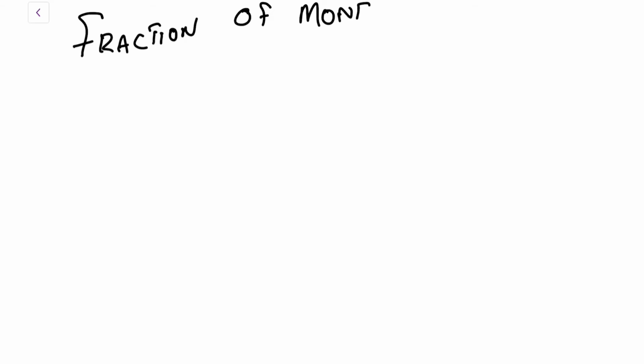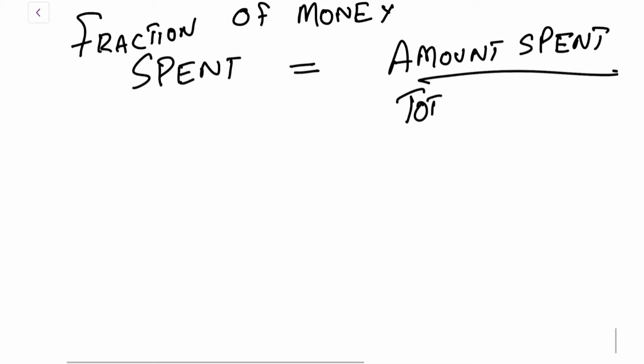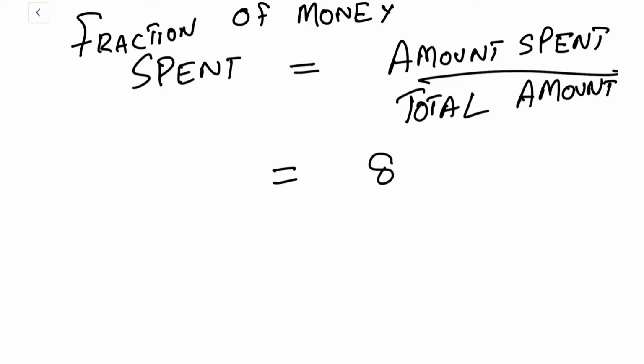First, let's calculate the fraction she spent. So, fraction of money spent. How do we do this? Fraction of money spent will always be the amount spent divided by the total amount. Very good. So amount spent is given as 8 rupees and the total amount is given as 12 rupees.